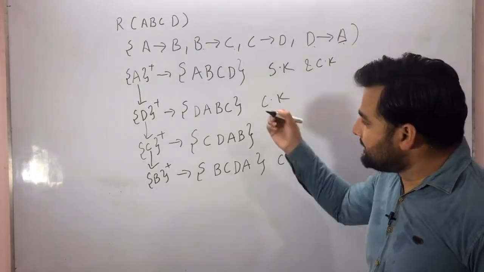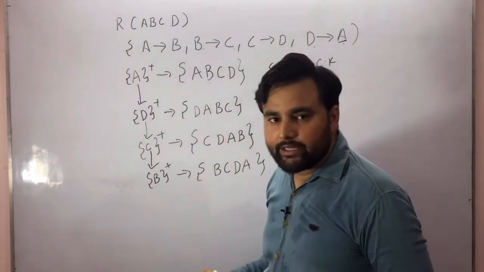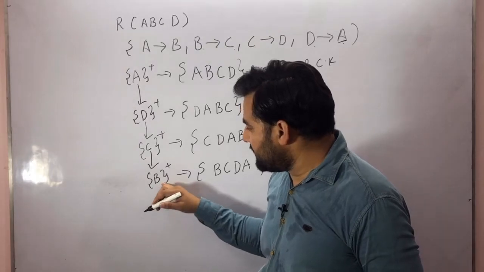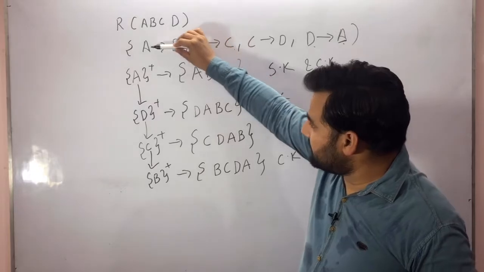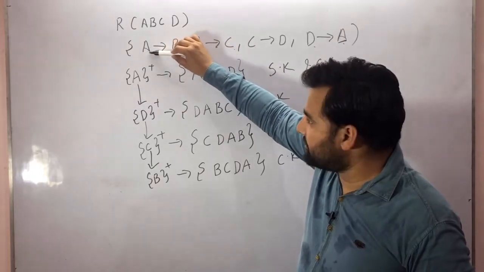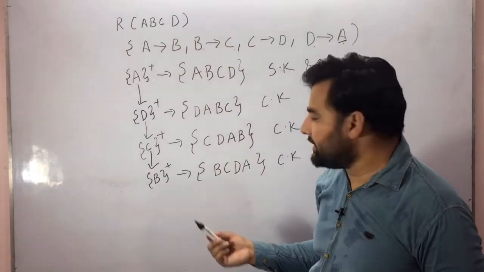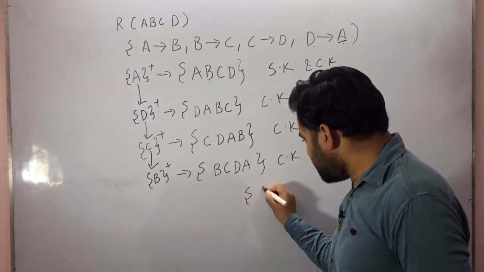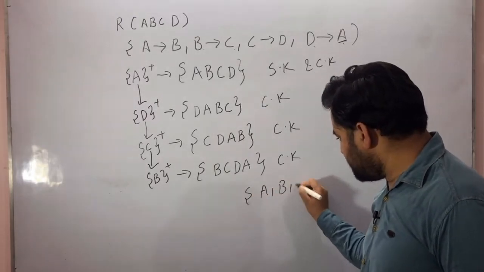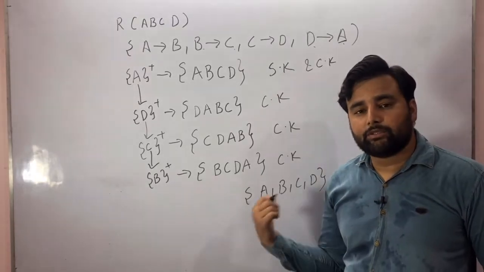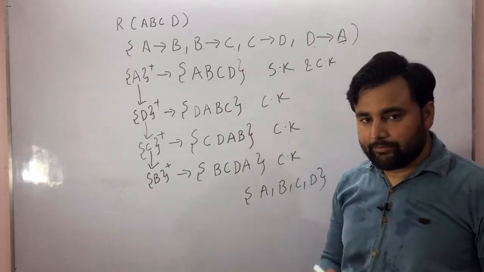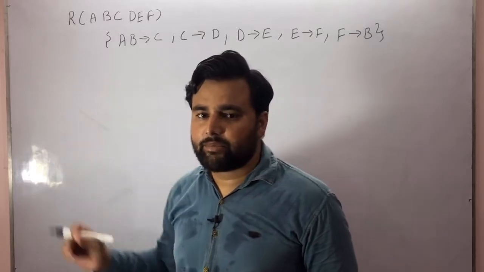Okay, so let's see whether there is any other candidate key. We'll find this B on the right-hand side. Here B is present, but we have already checked for A. So A is already a candidate key. So what is the meaning? How many candidate keys are possible? A, B, C and D. These are the candidate keys which are possible in this relation. Okay, so friends, let's see the next example.